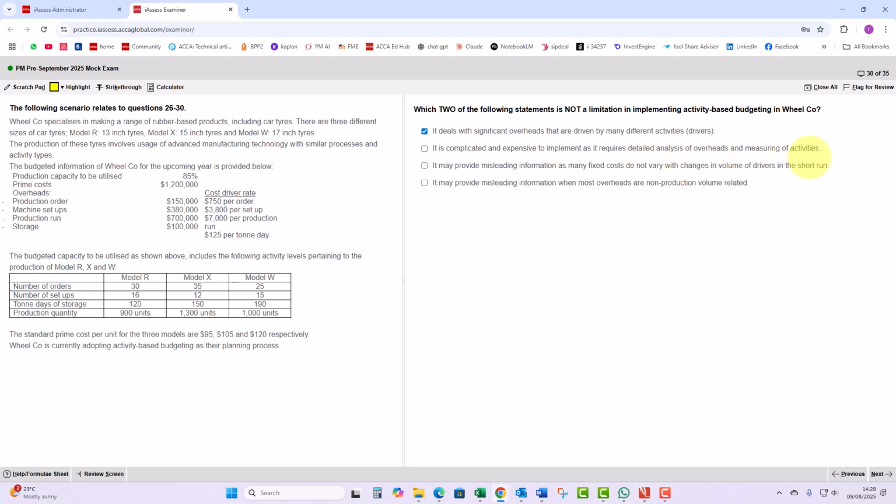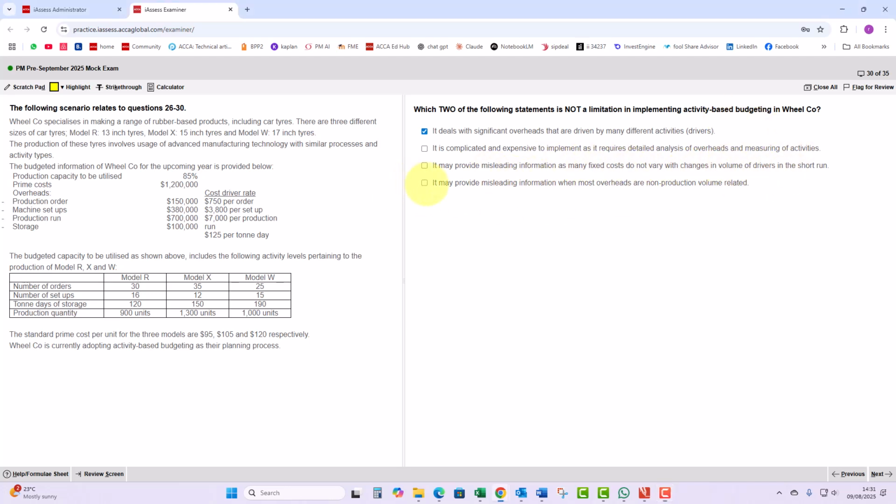So that is one of the challenges or the limitations of ABB. And so we're looking for the nots. We'll leave that one out. It may provide misleading information as many fixed costs do not vary with changes in volume of drivers in the short run. Whilst it's true that fixed costs generally don't vary in the short run, the benefit of ABB is that the allocation of those overheads will be more accurate or better. So it's not misleading information, it's actually improving the information based on this process.